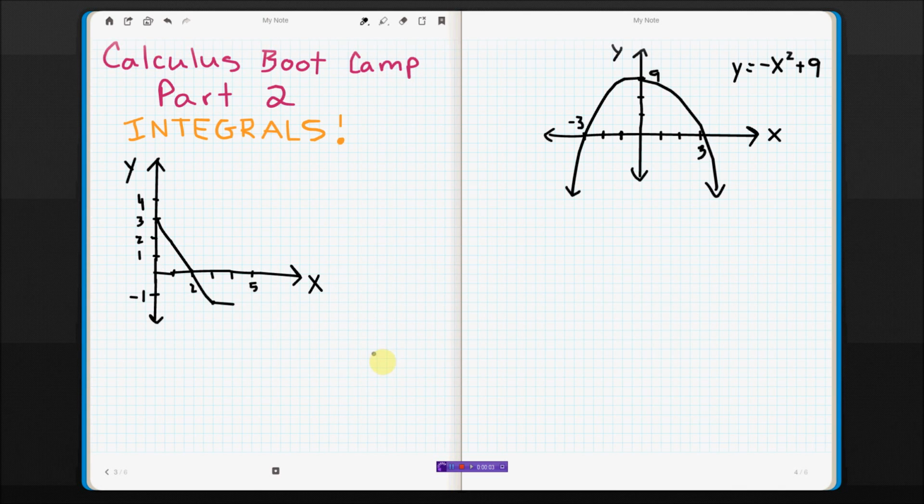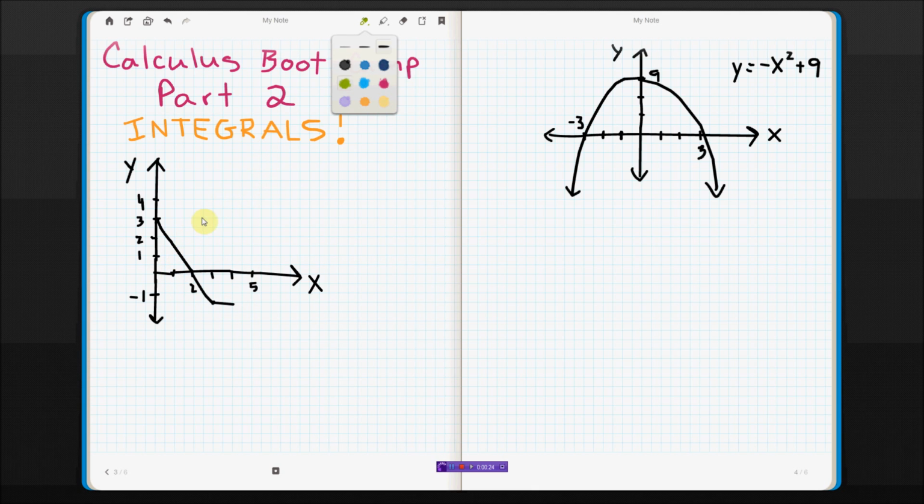All right, here comes part 2, integrals. Integrals are very, very useful, but a little bit more difficult. Integrals are used to find the area under a curve. So here I've got another just random line on a graph. If I wanted to find the area under this curve, I could do it.